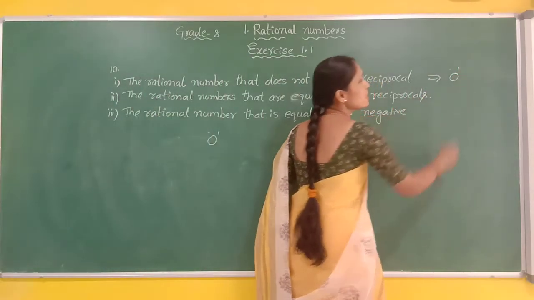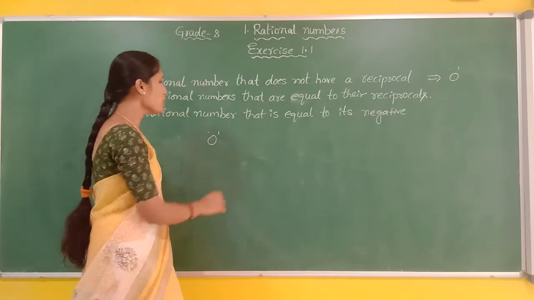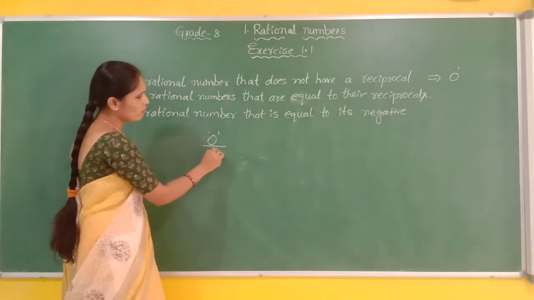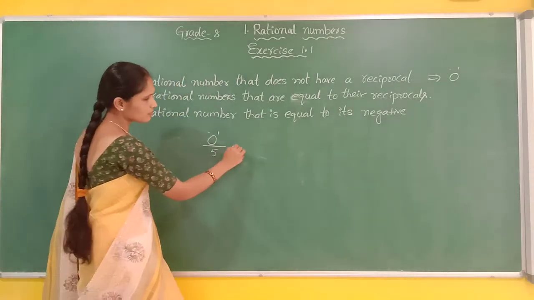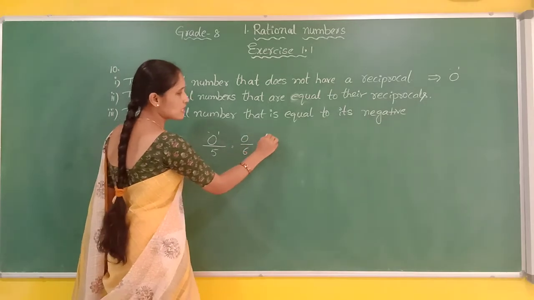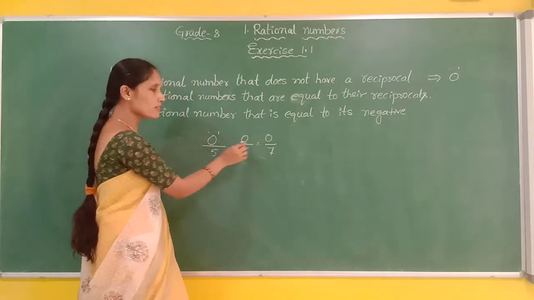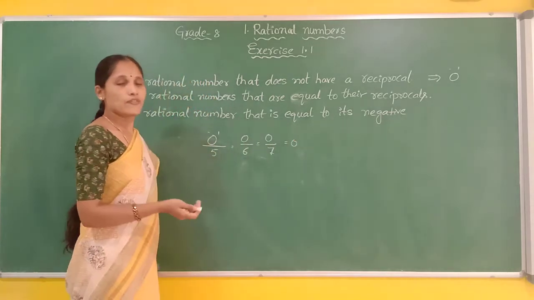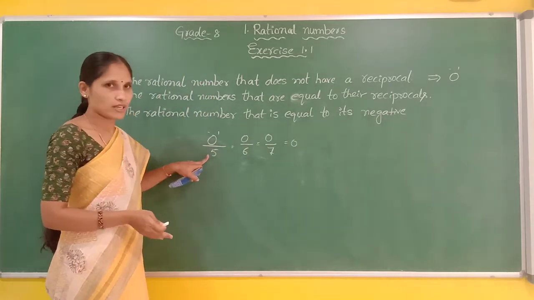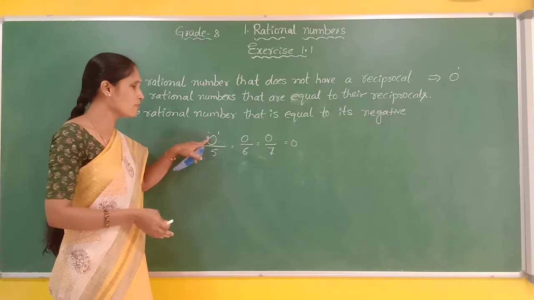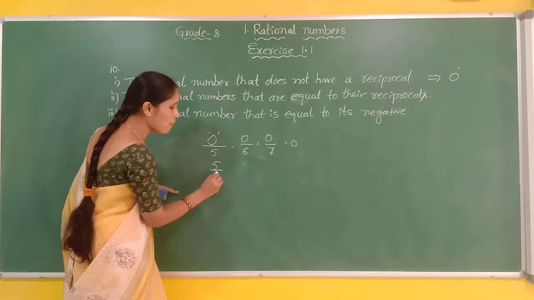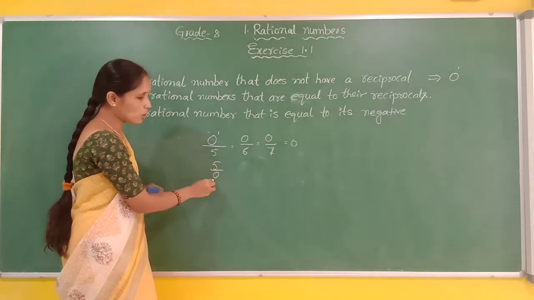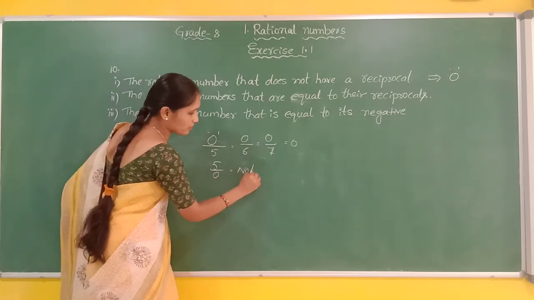Why? Actually children, 0 we can write as 0 by 5, 0 by 6, 0 by 7, anything. 0 by anything is equal to 0. Okay, done. What is the reciprocal of this number? 5 by 0. If you write 5 by 0, any number divided by 0 is not defined.